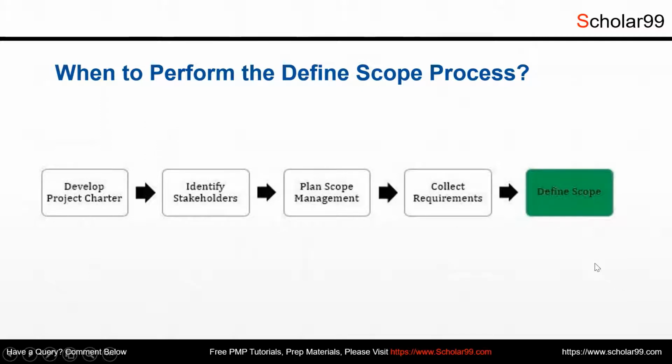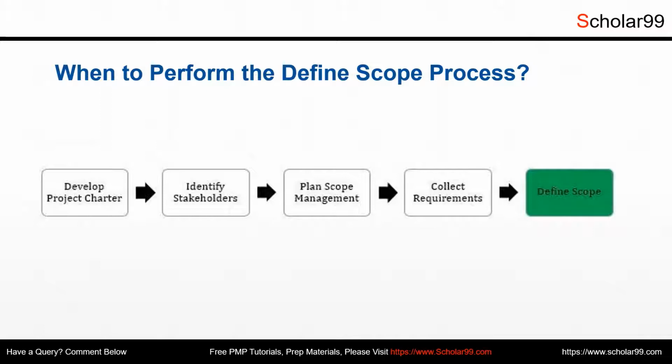Requirements documentation is the primary output of the collect requirements process. It is one of the primary inputs to define the scope of your project. Requirements documentation contains all the requirements collected during the collect requirements process. During the define scope process, we take the requirements as an input to determine which of those requirements are going to be part of the scope of your project.